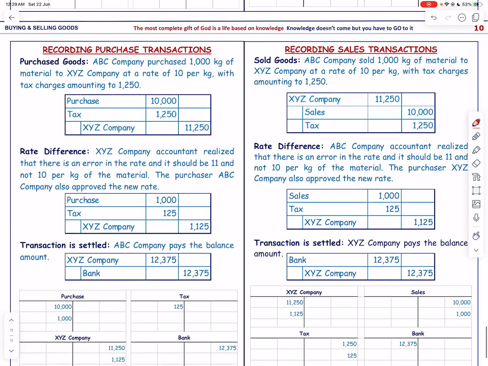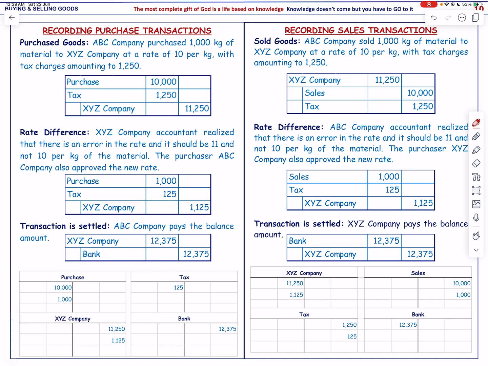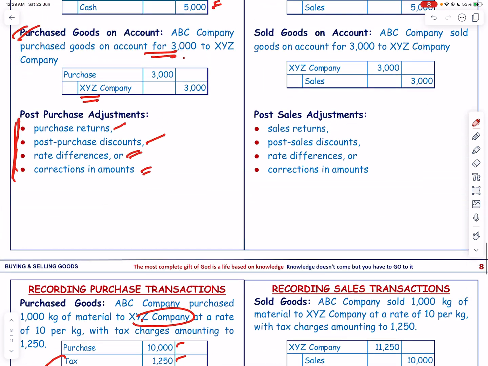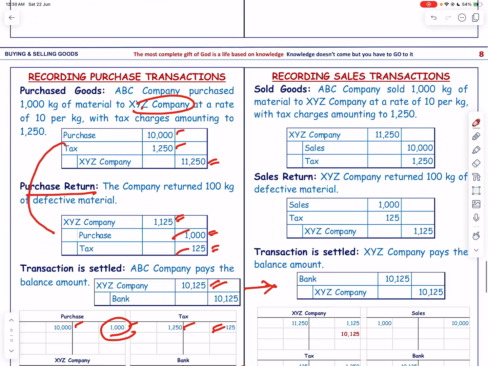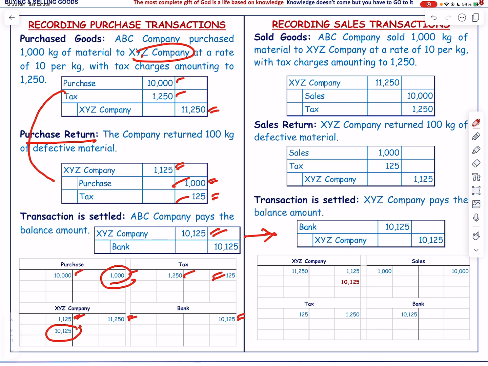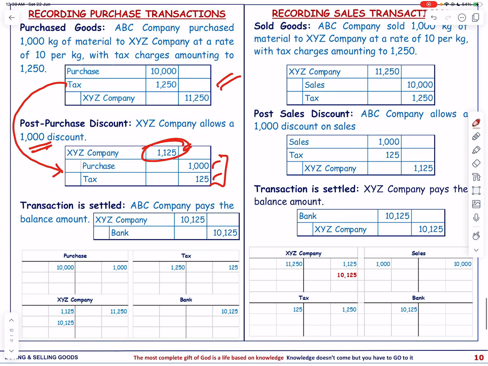Let us consider the third scenario, that is, if rectification is necessary due to an incorrect rate applied or an error in the invoice amount. Once again, two possible situations can arise. First, there may be a requirement to reduce the purchase amount, such as when an incorrect higher rate was applied, necessitating a decrease in the purchase figure. And if there is a decrease in the purchase figure, once again it will be the same transaction as in the case of purchase return or purchase discounts.